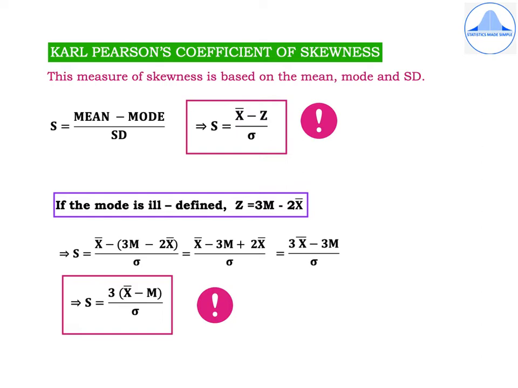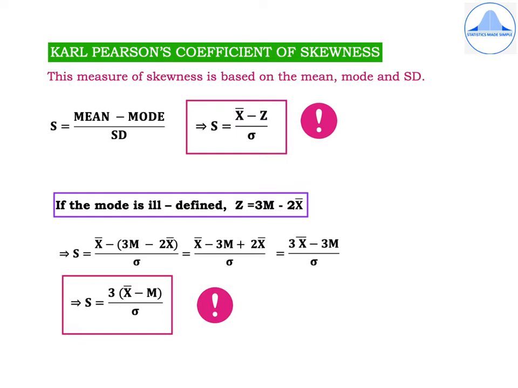Pearson's coefficient of skewness. This measure of skewness is based on the mean, mode, and standard deviation and is given by S is equal to (mean minus mode) divided by standard deviation. So, in terms of notations, it is S equal to (x bar minus z) divided by sigma. Now, if the mode is ill-defined, then we use the empirical formula, that is z equal to 3m minus 2x bar.